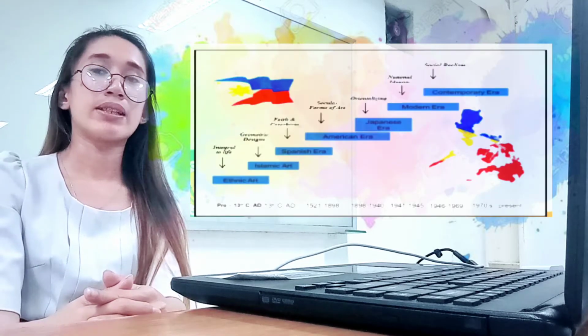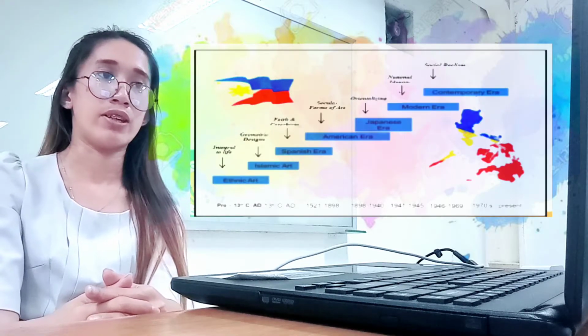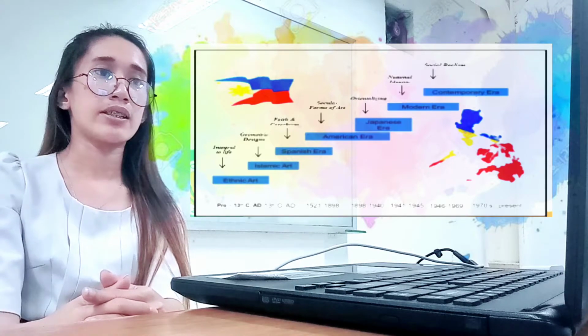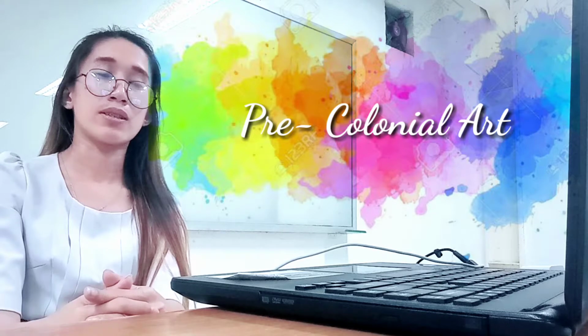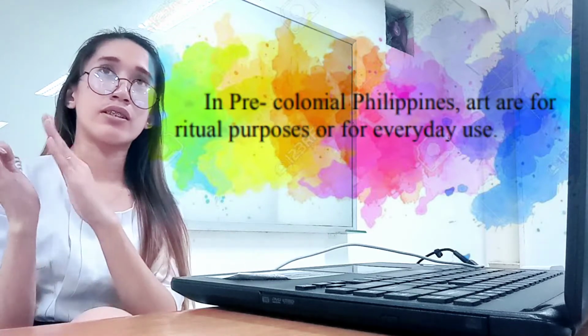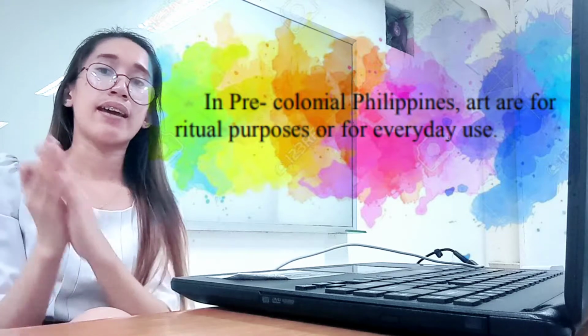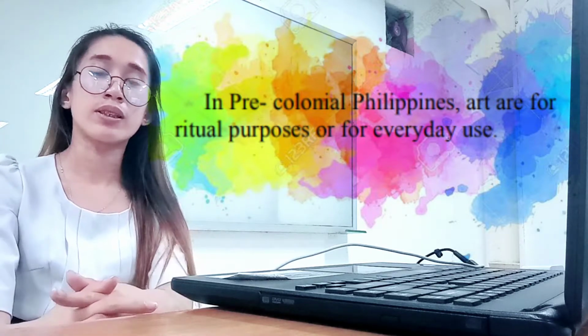Okay, next. So in the given diagram, we have 7 eras or 7 periods. So first is the Pre-Colonial part, or the times kung saan wala pa yung mga colonizers. Kaya nga siya tinawag na pre-colonial. Ito yung mga panahon na wala pang Spaniards, wala pang Amerikano, wala pang mga Hapones. And their art is just for ritual purposes and for everyday use.